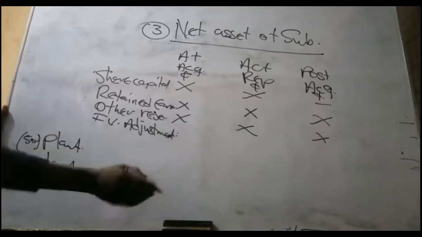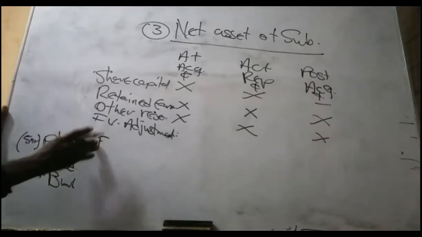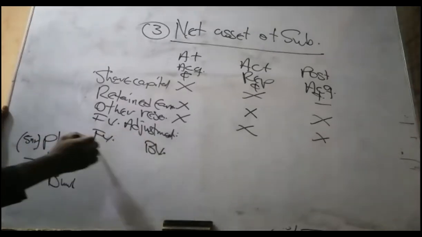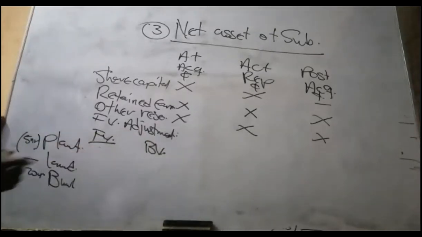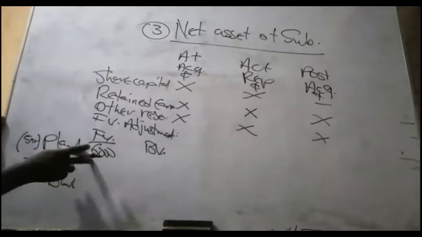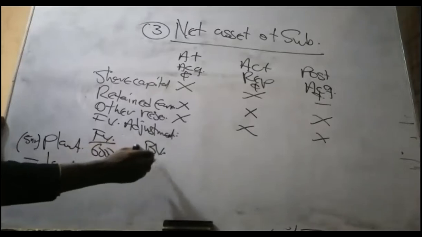Okay. And give you market value or the fair value. I write fair value here. I write book value here. Fair value is 6,000. Plant. The fair value is 6,000. Book value is what? 4,000.